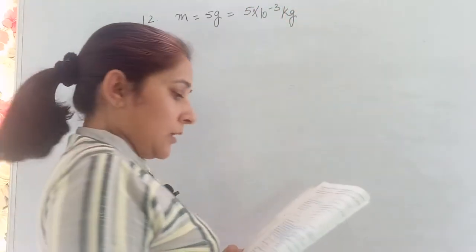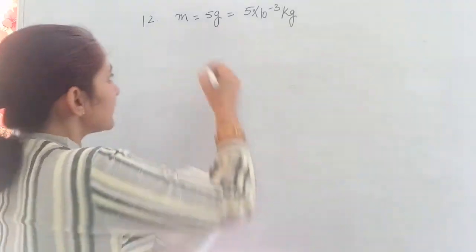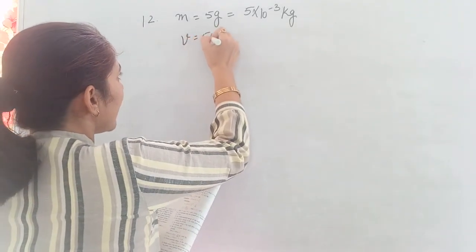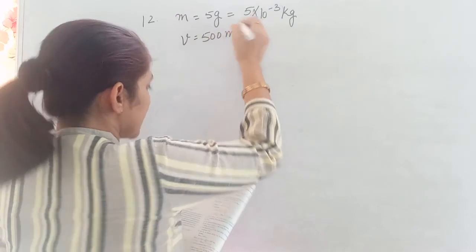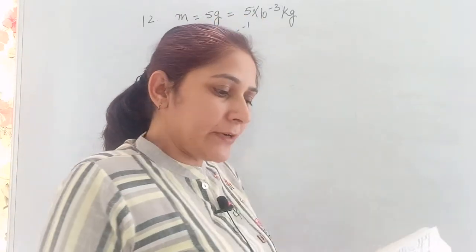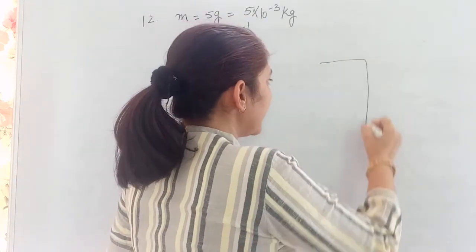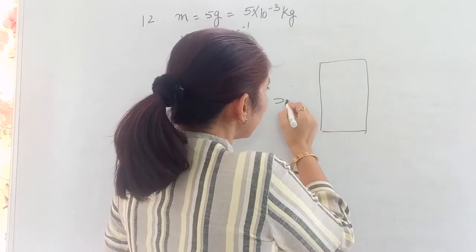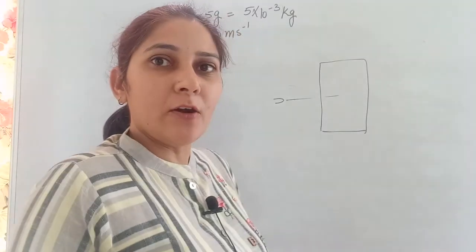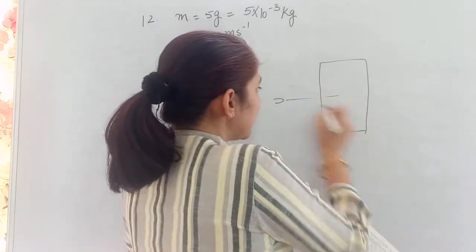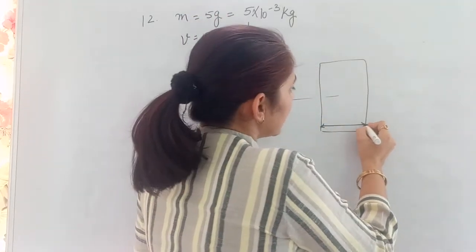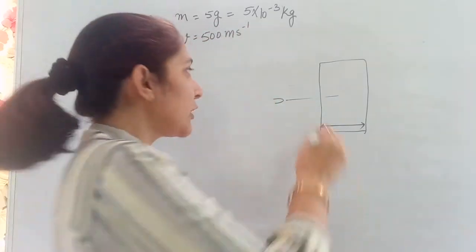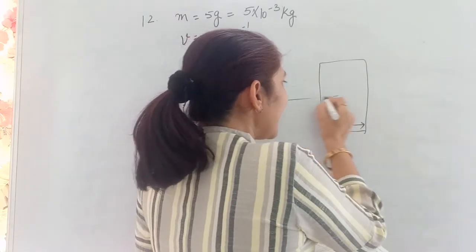Okay. Then it travels with the speed. Speed is given as 500 meters second inverse. If it penetrates a target, suppose this is the target, it is going to penetrate this target. Okay, the bullet is coming from here and it is going to penetrate it, and we are not aware how much the width or the thickness of this target is. It is going to penetrate and at last it is going to stop.